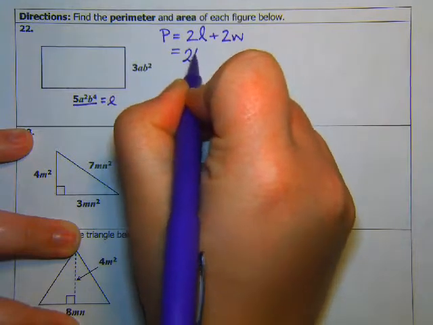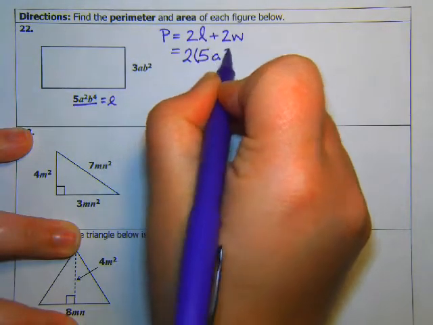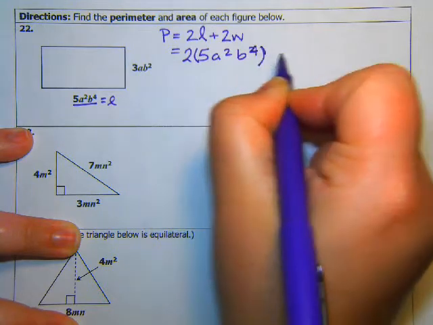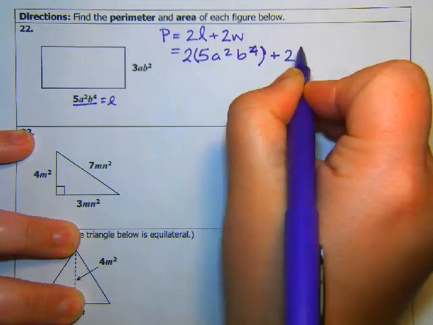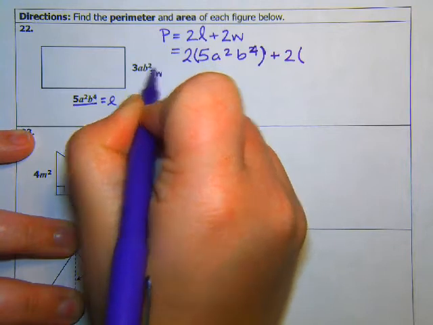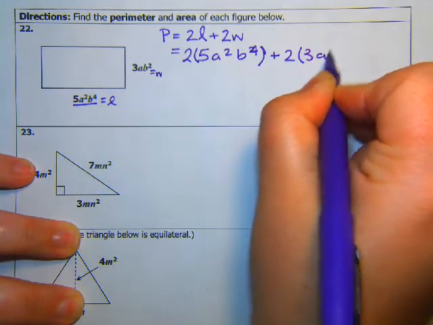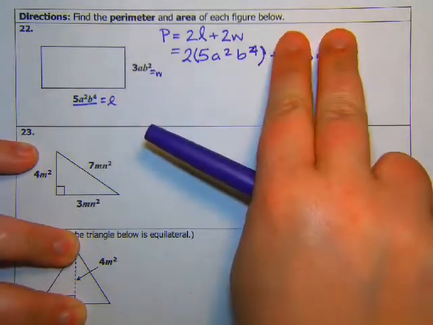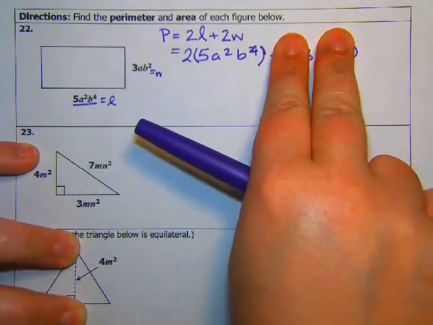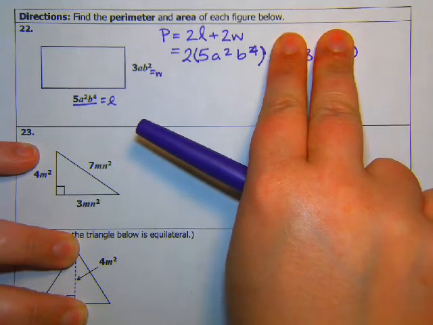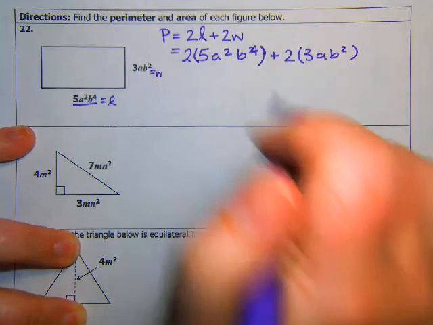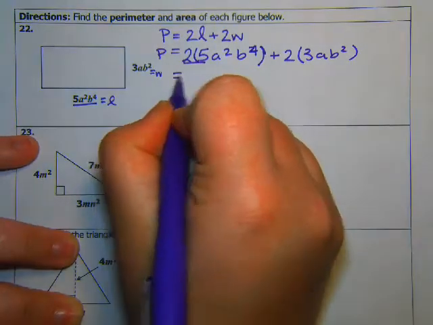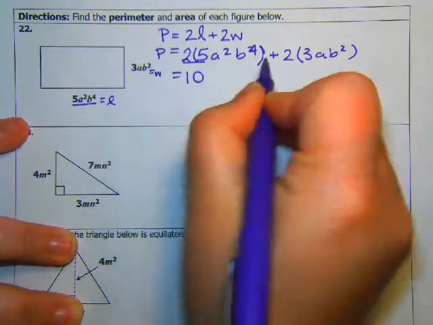I'm going to make this one my length. So 2 parentheses 5b to the 4th, plus 2, and then my w is going to be this guy here, 3ab squared. Awesome. So notice there's addition and multiplication happening. So I'm going to look at this first because in PEMDAS you multiply before you add or subtract. And so the only thing I can actually do here is multiply the 2 and the 5. So 2 times 5 is 10, and then I just bring everything else down.